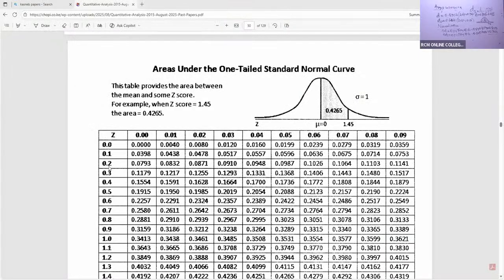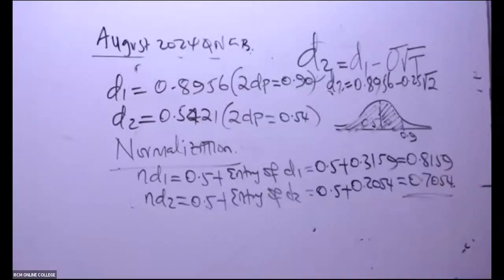So you can see this is a partially shaded table here. For example, it is 0.90 here, 0.9. You see this Z is always one decimal. If you want the second decimal, you read from here. So 0.90, this one here, 0.3159. If you want 0.54, 0.54 is here, 2054. You come to 0.5, the second digit is the fourth one here. So 0.2054, like that.